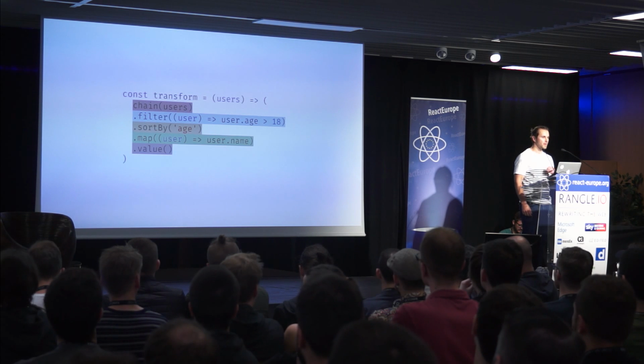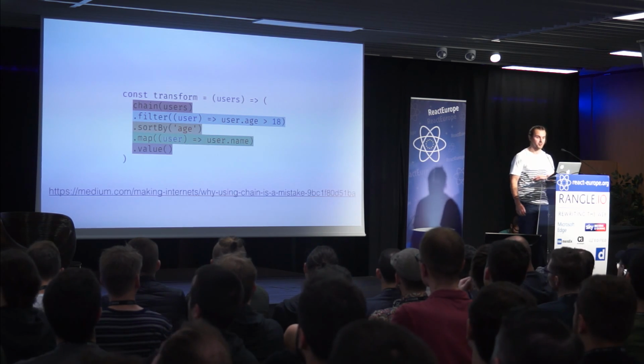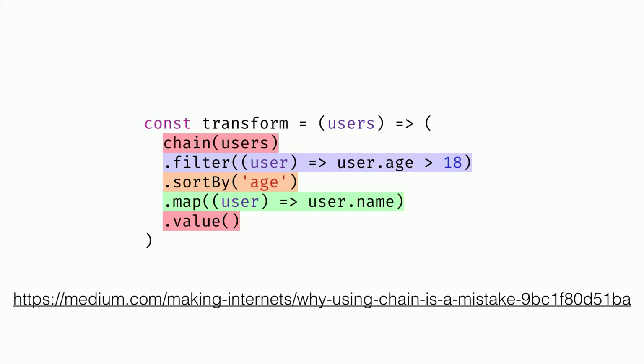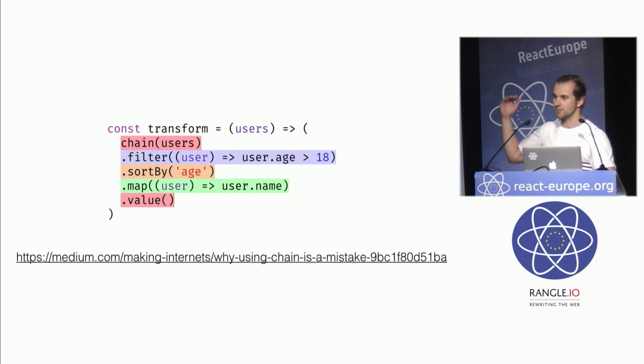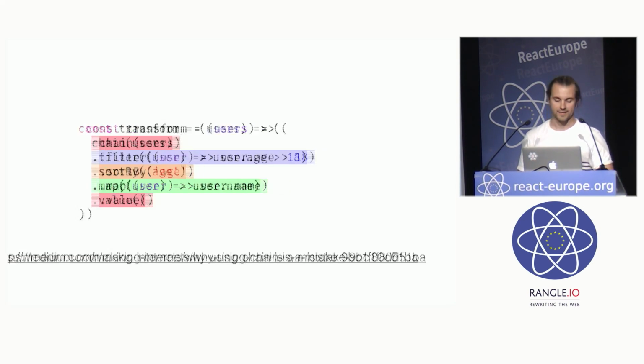So can we do even better than that? Oh, by the way, it has a couple of other issues. For example, if you want to extend this chain list yourself, you need to do that globally, or you always build up a new chain function if you just want to have it locally. And I highly recommend this blog post. It goes really deep into why using chain is a mistake. Okay, but as we said, can we do better?